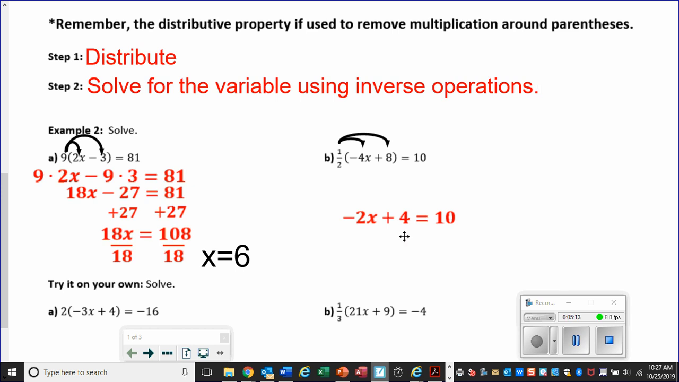Then I'm going to solve it like a two-step. So I'm going to subtract 4 from both sides. And I get negative 2x equals 6. Then divide both sides by negative 2.